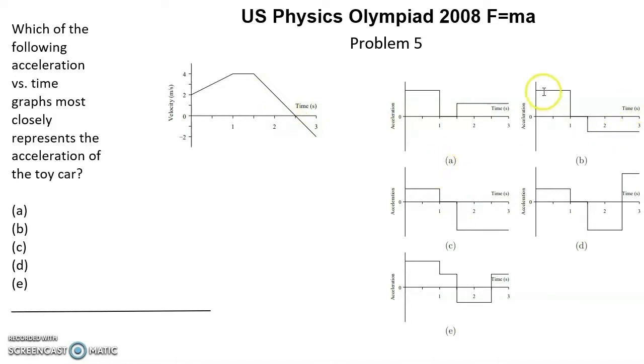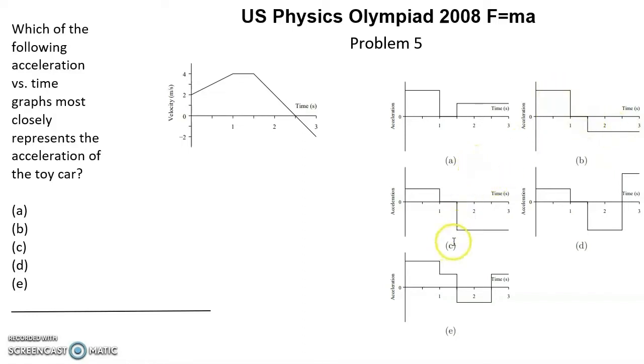B. We have positive from 0 to 1 and 0 from 1 to 1.5. And we have negative there. But the difference is that here we have positive 2 and negative 4. And here we have positive, but negative is twice less than positive. So it's no good. It's supposed to be negative twice greater by absolute value.